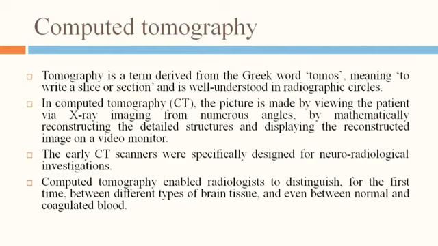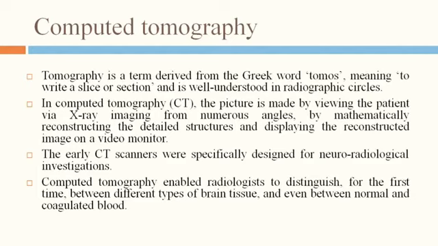Conventional tomography was developed to reduce the superimposition effect of simple radiographs. In this arrangement, the X-ray tube and photographic film are moved in synchronization so that one plane of the patient under examination remains in focus while all other planes are blurred. In computed tomography, the picture is made by viewing the patient via X-ray imaging from numerous angles, mathematically reconstructing the detailed structures and displaying the reconstructed images on a video monitor.